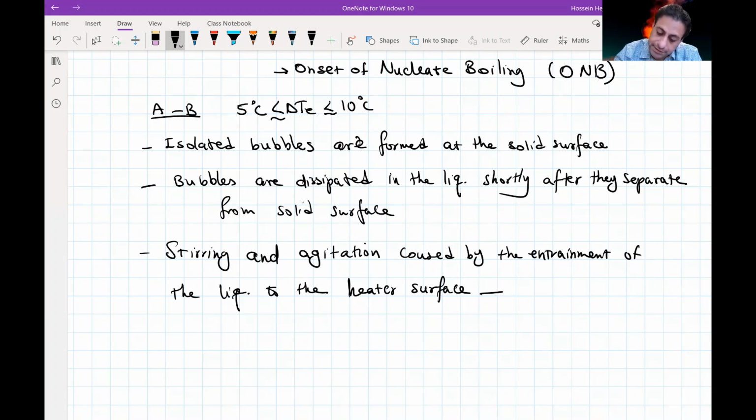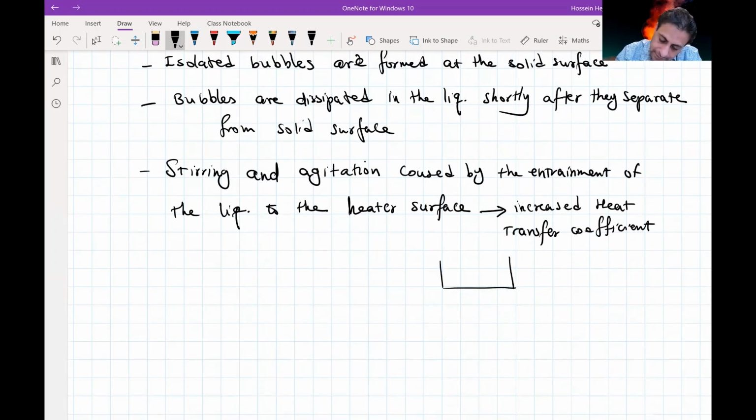This stirring agitation is responsible for the increased heat transfer coefficient. So let's say if I have this solid surface, these bubbles are forming, and then they grow and start to detach. As soon as they get detached, there's going to be some entrainment of water replacing that bubble, and that creates a form of agitation and stirring in the system, and that's why we have increased heat transfer coefficient.